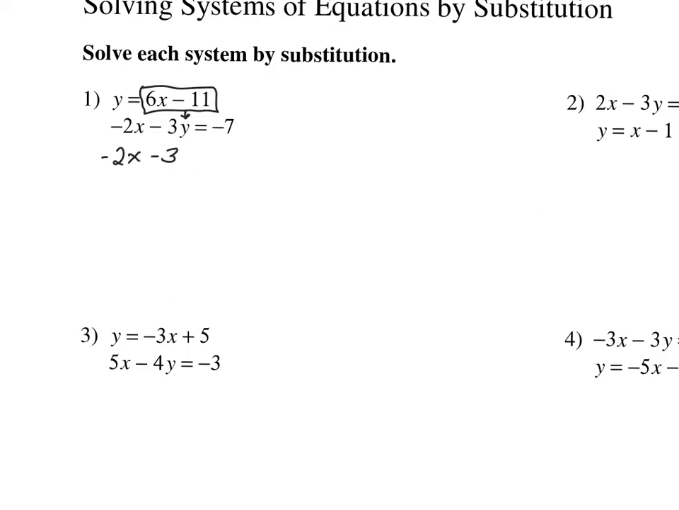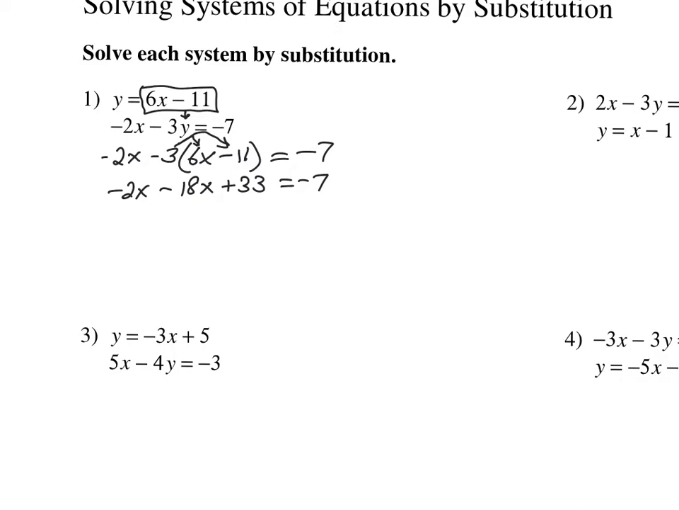And now since negative 3 and y were being multiplied, now we multiply by what y is equal to, which is 6x minus 11. And we're going to solve for x. We do this the same way we always have. Distribute first, so the negative 2x hasn't been touched. Negative 3 times 6, and negative 3 times negative 11. That gives me negative 18x plus 33 equals negative 7. Again, negative times positive is negative, negative times negative is positive.